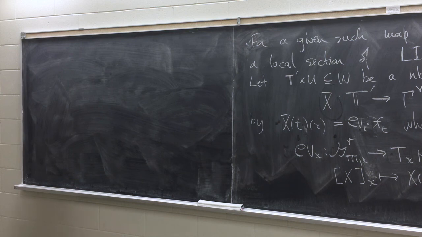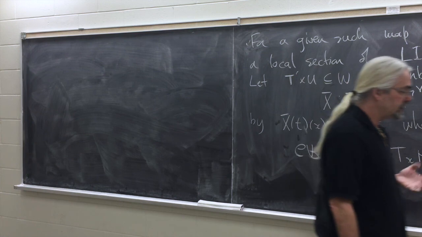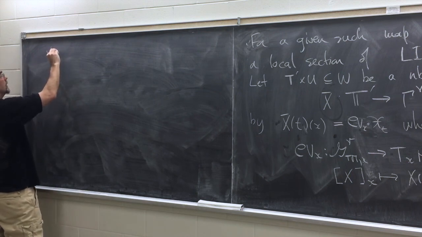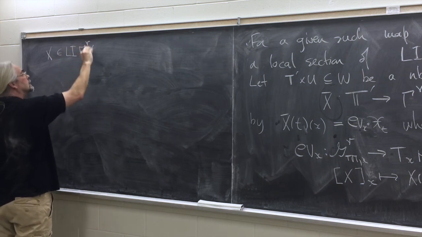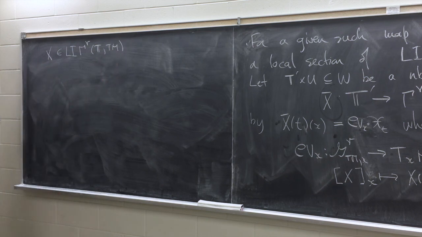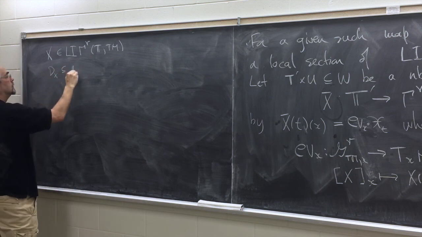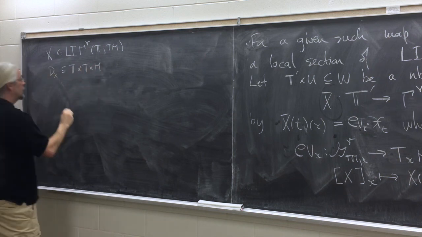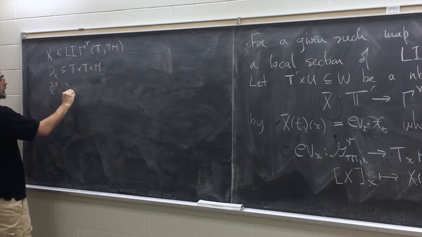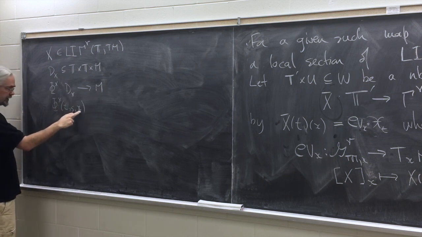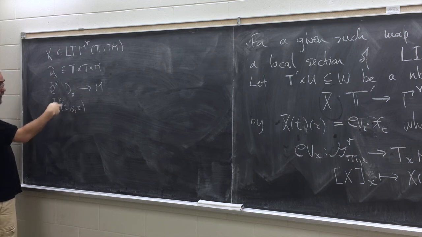When we talk about flows, one of the interesting things that happens is, as we know, flows are not globally defined. In other words, if you have a vector field X, one of these locally integrally bounded vector fields, all we know is that there's some domain on which this thing is defined. And a flow from D_X into M.